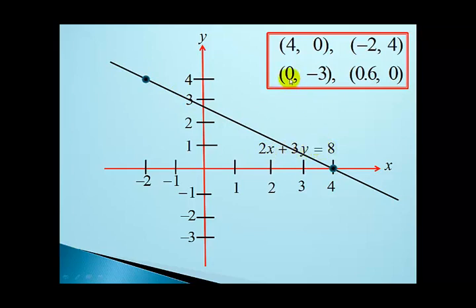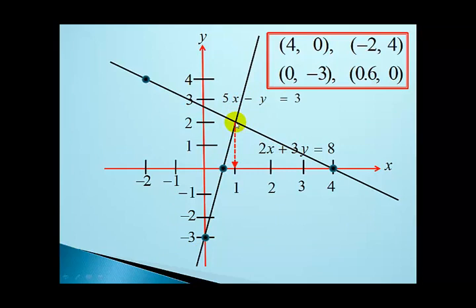Now we also consider the points from the second equation, 0, minus 3 and 0.6, 0. So we have 0 on the x and minus 3 on the y. That is the point. And 0.6, that is 0.6 on the x and 0 on the y. Now we also draw a straight line passing through these 2 points, and this is the equation 5x minus y equals 3. Now when we look at this graph, you can see that these two lines intersect at a point, and this is the point.